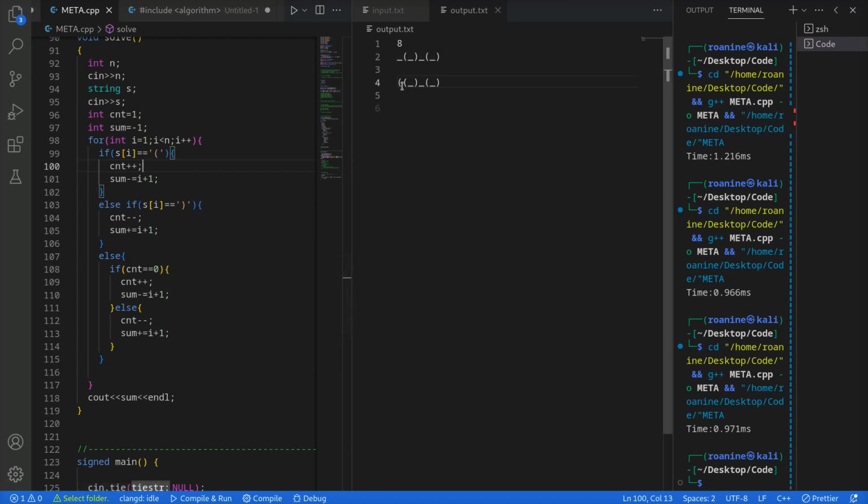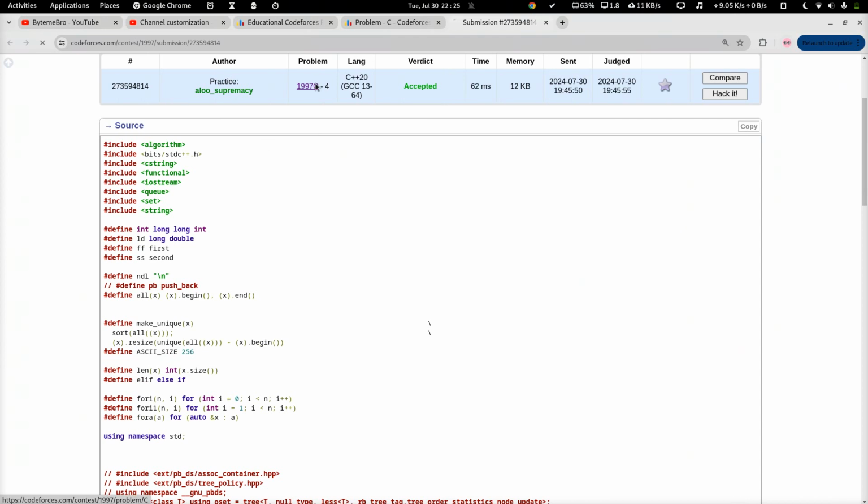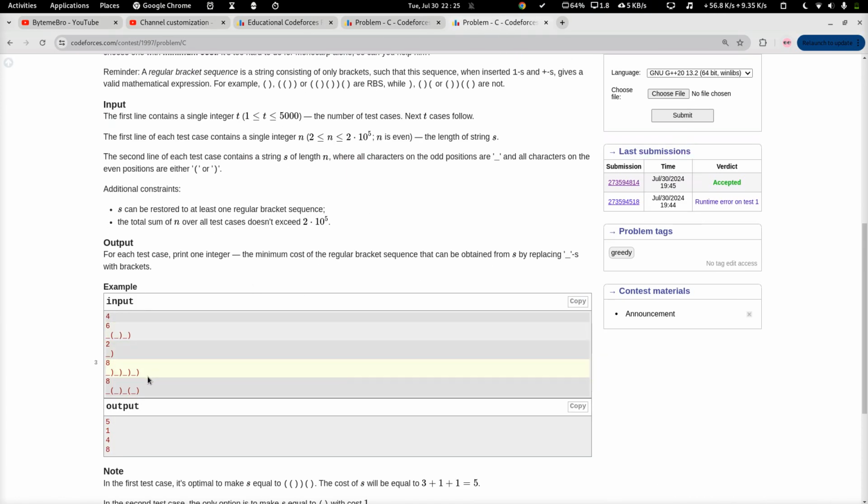For the next bracket, if it is an opening bracket, we increase the count, and if it is a closing bracket, we decrease the count. In a valid RBS, the count cannot be less than 0. Whenever the count is 0, it means all the brackets which have been opened before have been closed, so we can start a new bracket. That is what I'm going to do. I'll start a new bracket here.